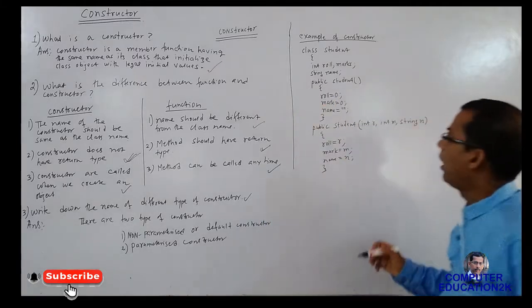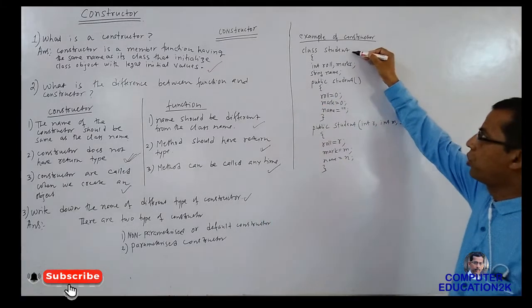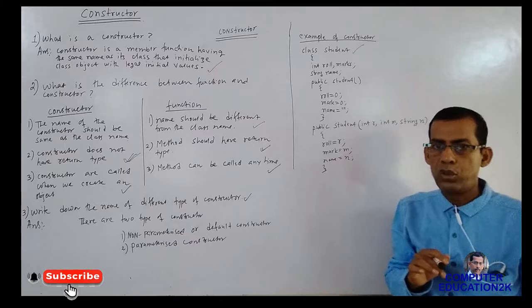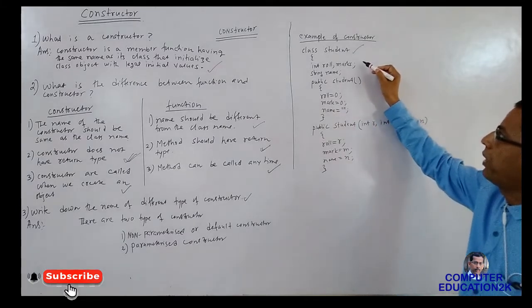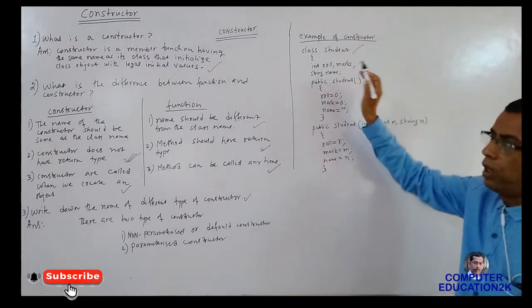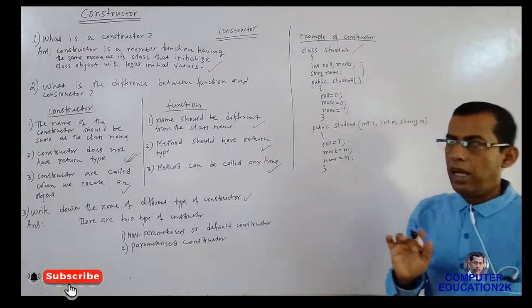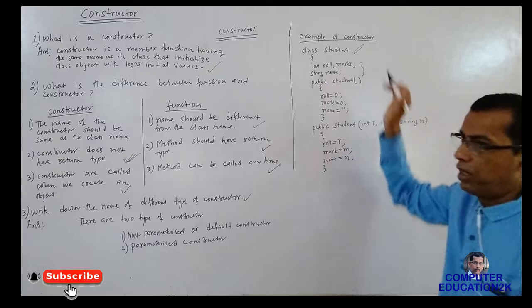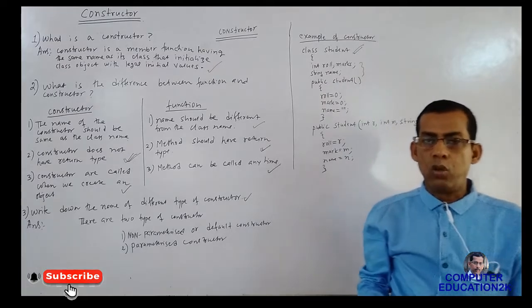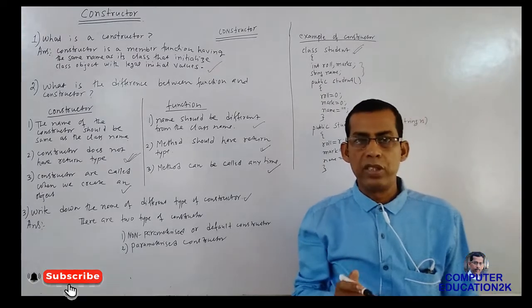See, I have declared here a class student, and here I have taken some variables: student roll, name, marks. These variables I have taken, and the class name is student. Now you know that the constructor name and class name should be same.